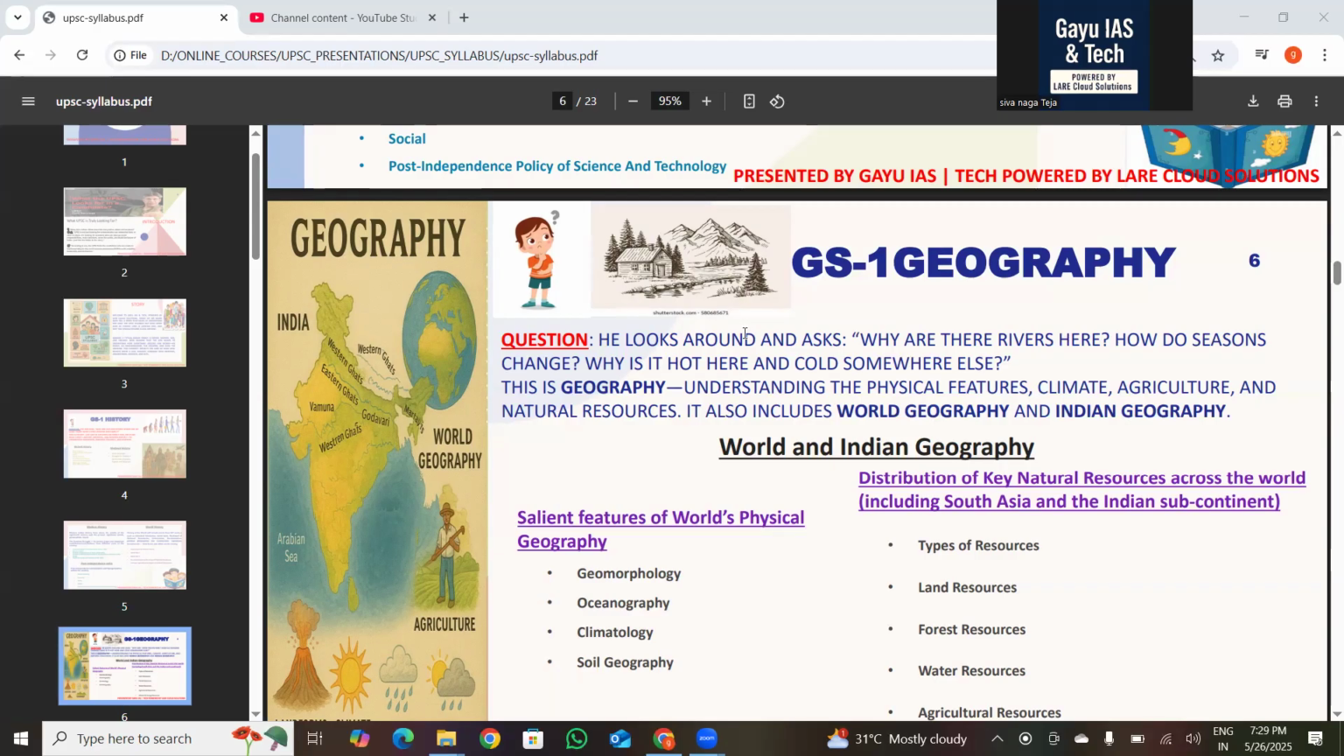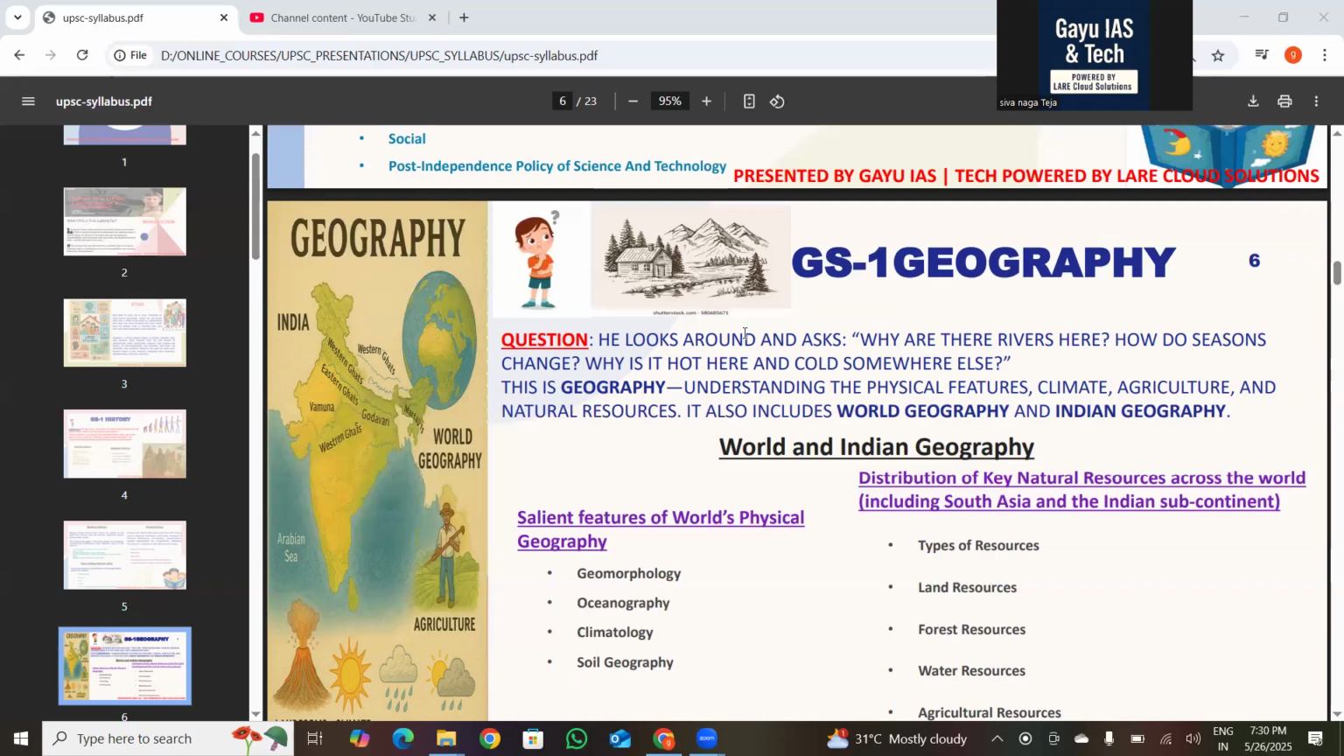To remember this syllabus, all this world geography, Indian geography, and human geography, I made a mnemonic. The mnemonic structure looks like this. I will repeat it two to three times, so please listen carefully and make a note of that.